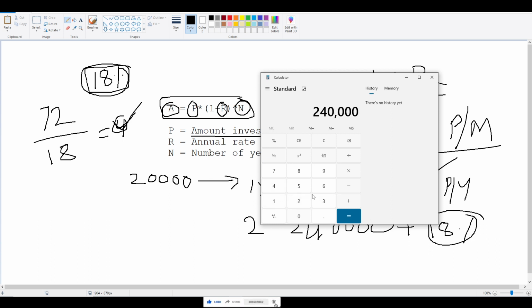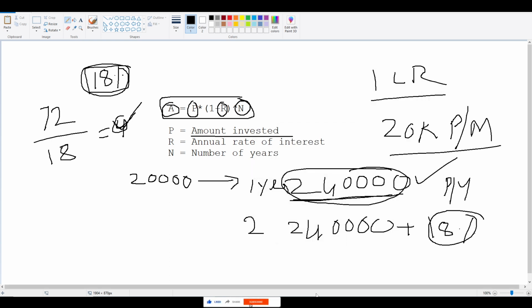2,40,000 into 18% of the amount equals 43,000 rupees, plus 2,40,000. So it becomes 2,83,200. This is the amount I am going to invest in the SIP in the second year.